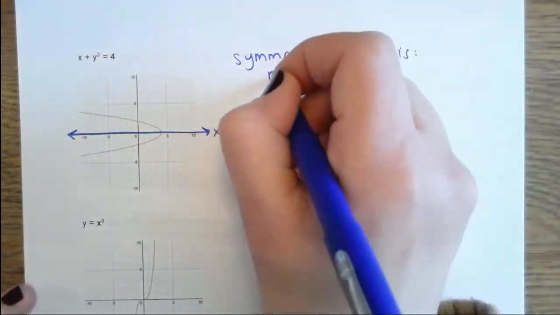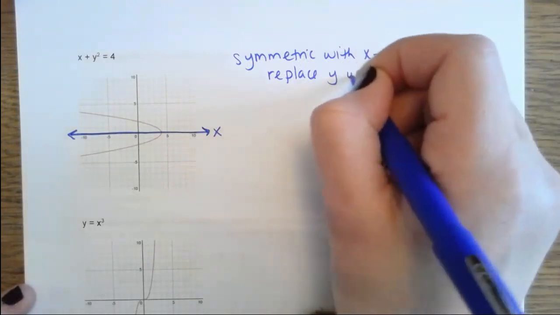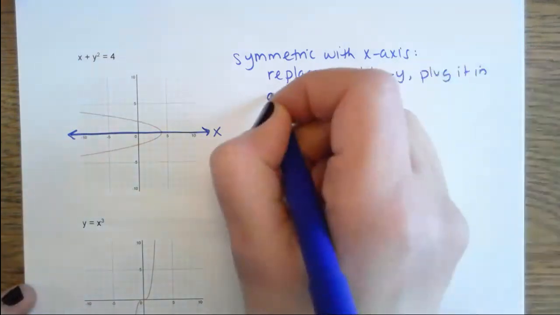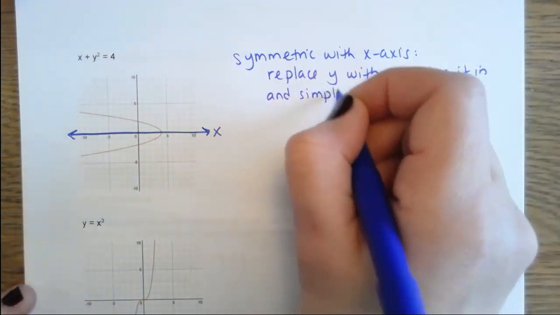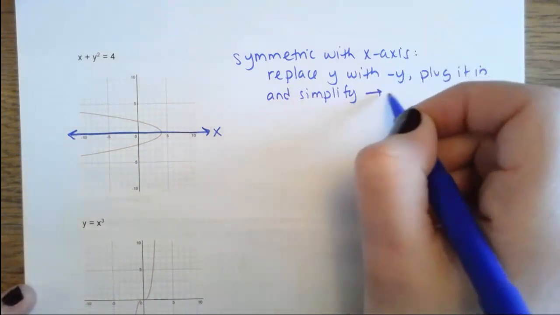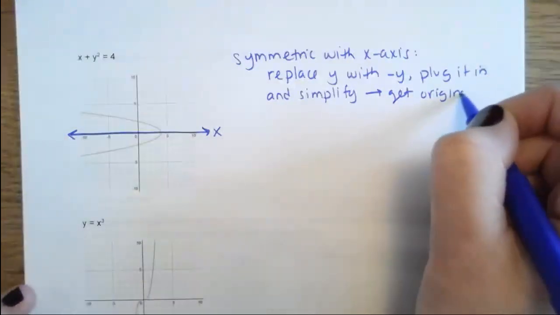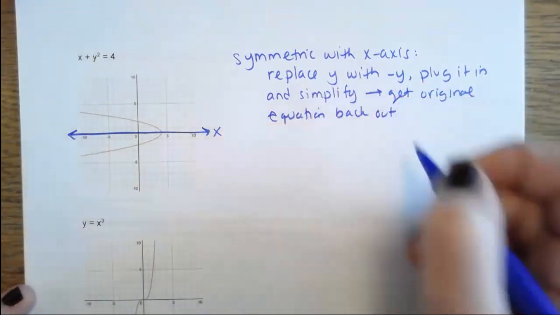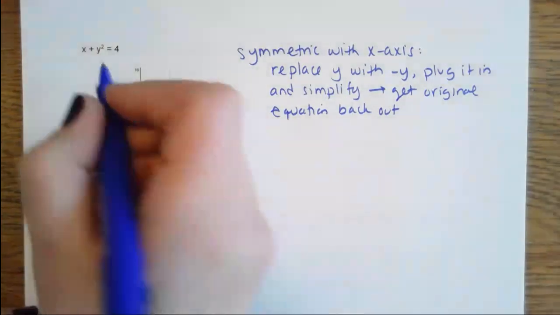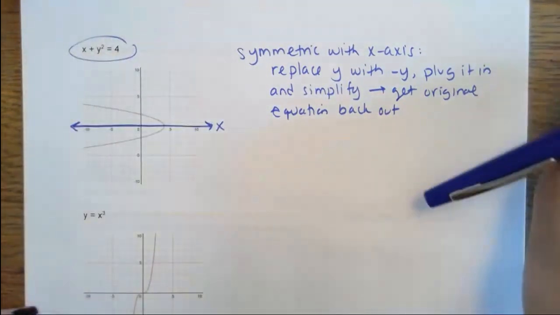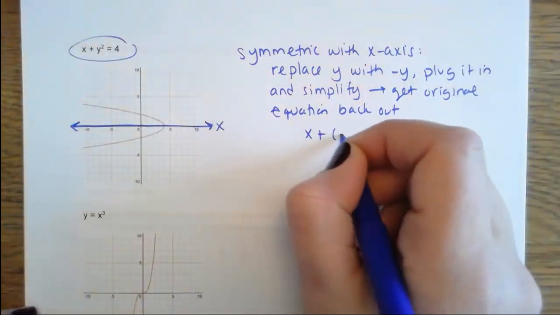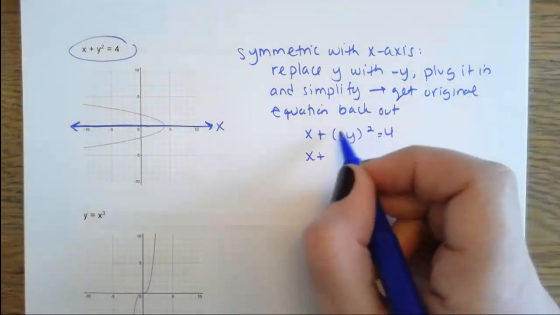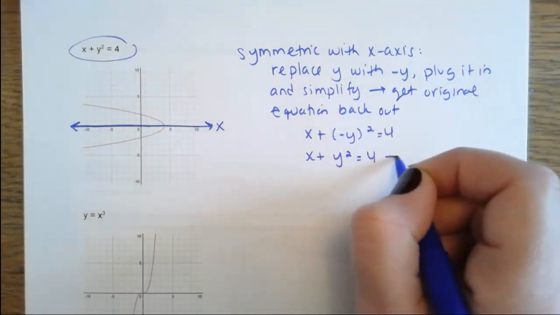So what we're going to do here instead of the x's, we're going to replace y with negative y, plug it in, and simplify. And what's going to happen is we will get the original equation back out. So you have the same sort of idea here. Here's my equation. So I'm going to replace the y with negative y instead. And this example is actually pretty similar to the last one. When you square, that negative gets canceled, and you get the original equation back out.